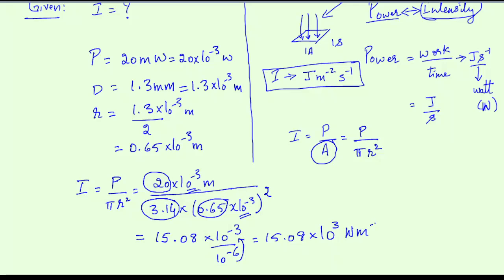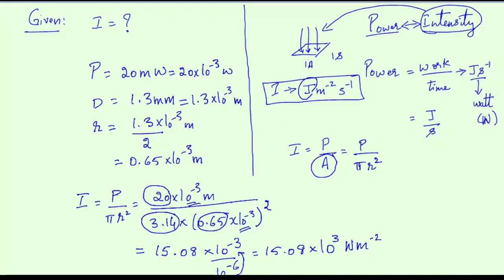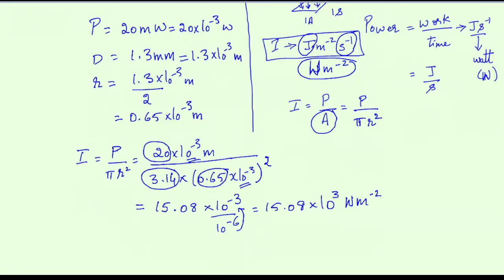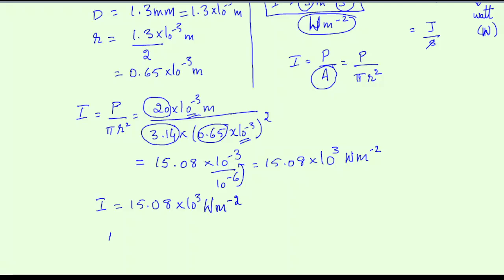watt per meter square. As I told you again, joules per second is watt, so joules per meter square per second is as good as watt per meter square. This is capital W. Alright, so the intensity that we have got is 15.08 into 10 to the 3 watt per meter square. Usually physicists like to express the units of intensity in kilowatts. So let's write it as 15.08 kilowatt per meter square. So this is the right answer.